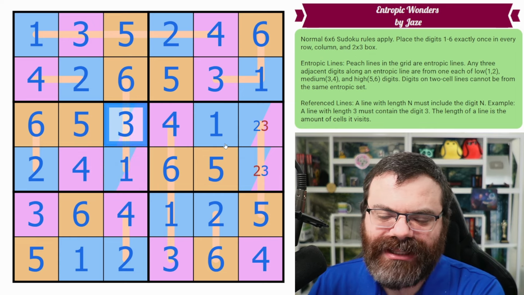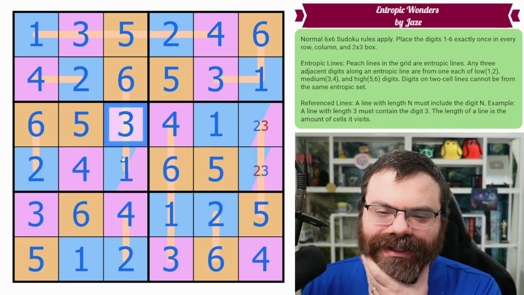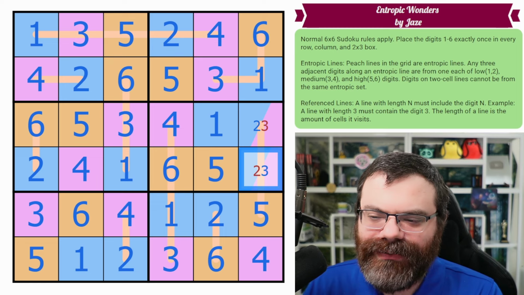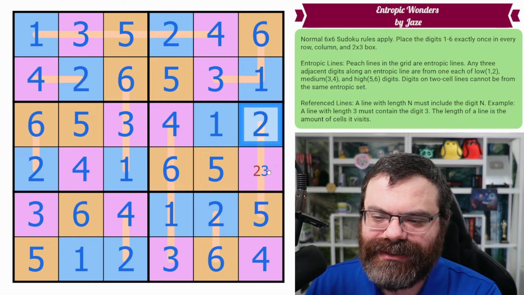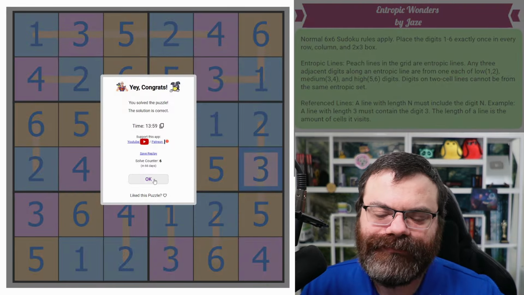So before we accidentally finish the puzzle, before we finish our coloring, let's make that purple and that blue. And then let's make this purple and this blue. That looks right. So this is 2, this is 3, and we're done.